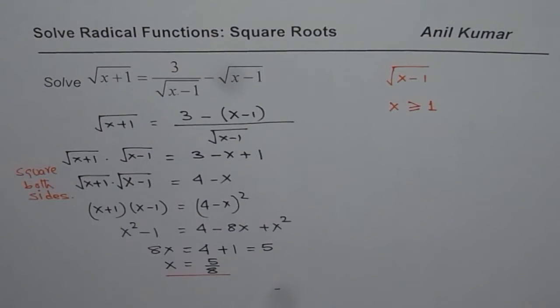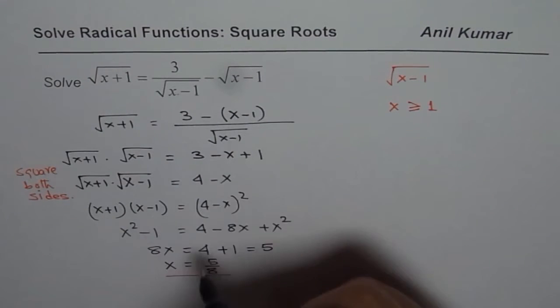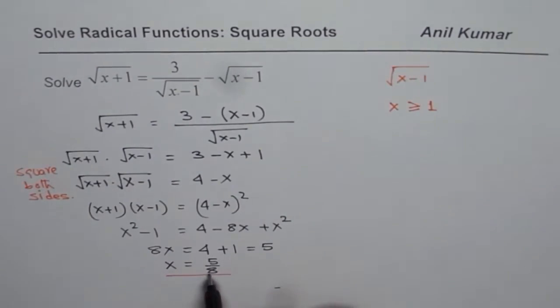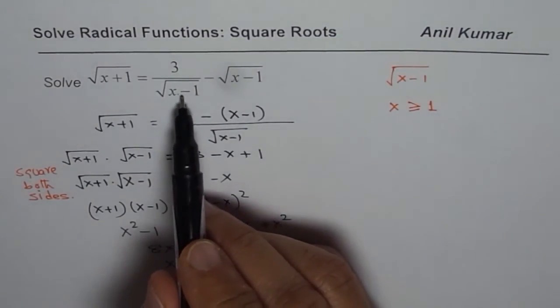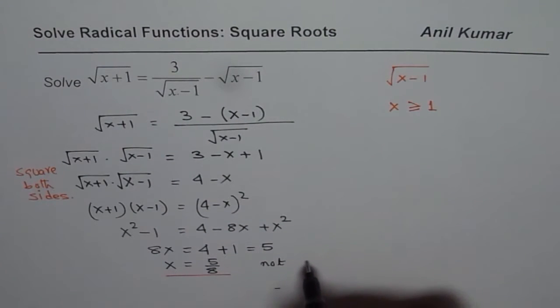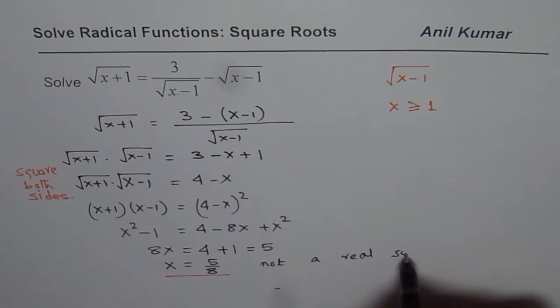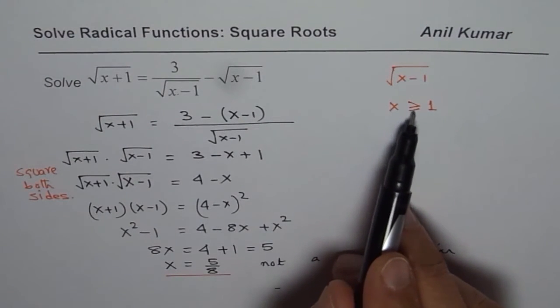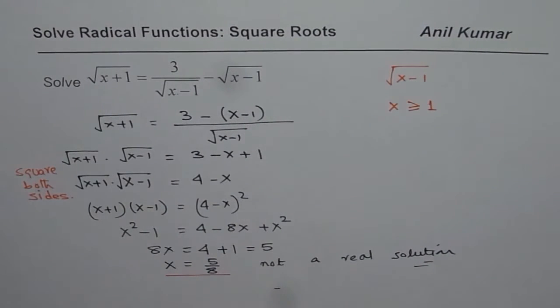So therefore, substituting back 5 over 8 here will give us non-real values, and therefore we say this is not a real solution, right? Because the domain for our function is x greater than or equal to 1. This value is less than 1. So our answer in this particular case is no solution.